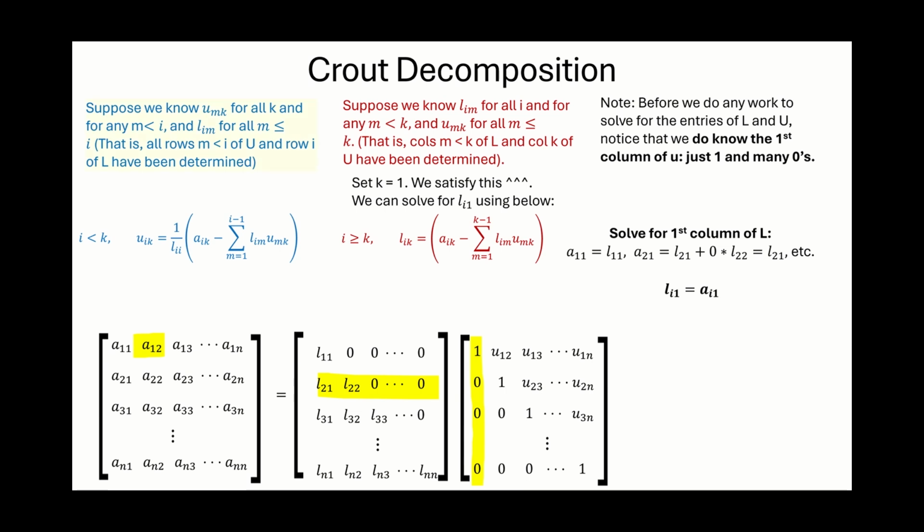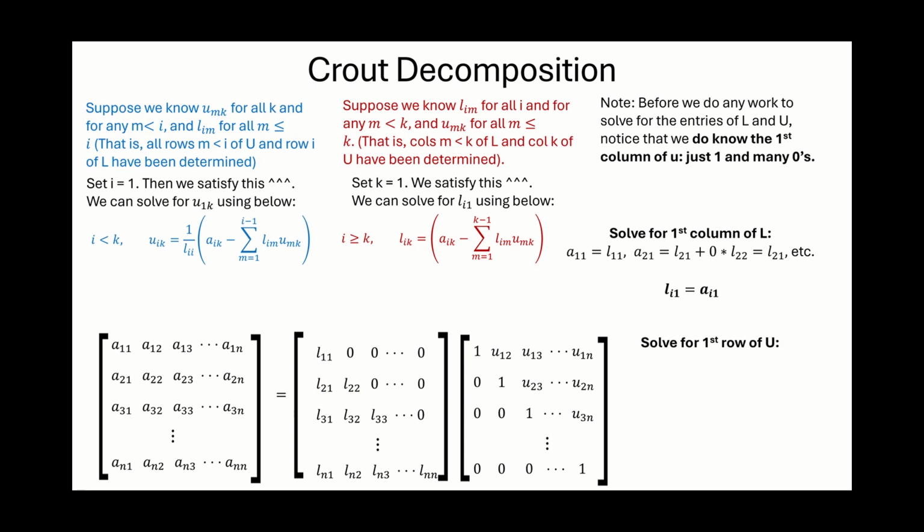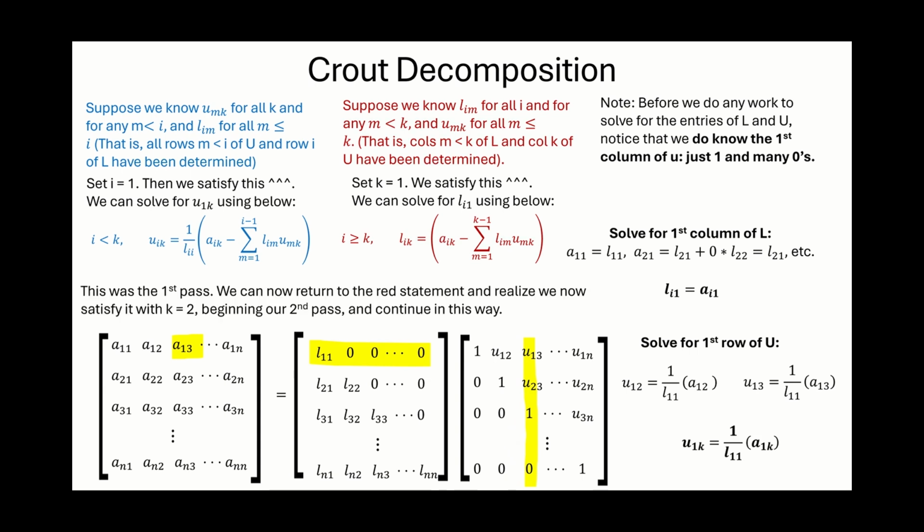Next, building off what we have so far, which is part 1 of pass 1, if we set i equal to 1 and k is greater than i, then we satisfy the assumptions in the blue formula. There is no 0th row of U, and row 1 of L has now been determined. We can now get the following formula for U sub 1k, which is the first row of U. This completes our first pass.